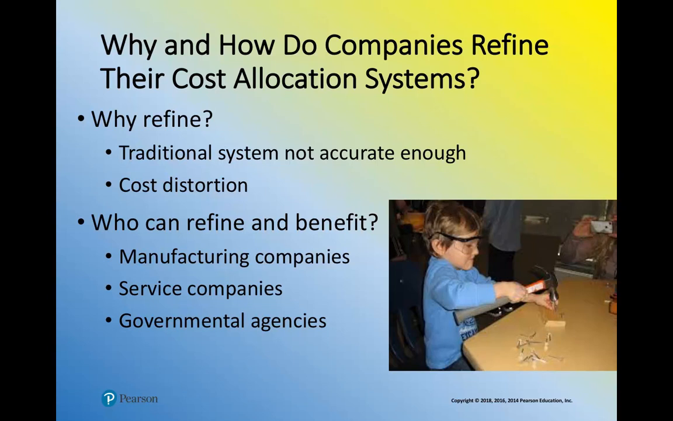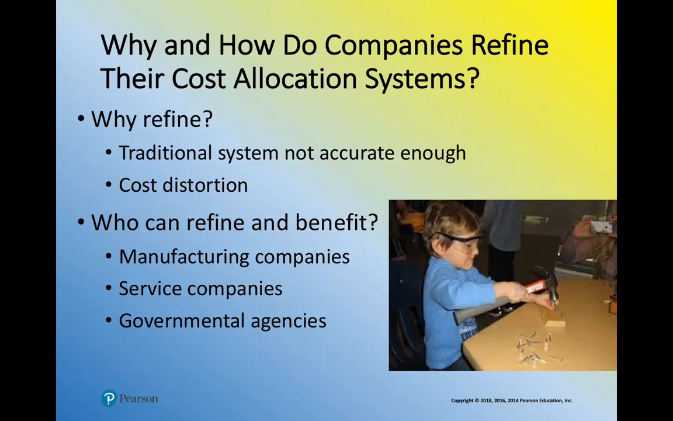Who can refine and benefit from refining? Manufacturing companies, service companies, as well as government agencies. Really any business that has a significant overhead that they have to allocate to their jobs or to their customers can benefit by accurately refining and understanding their cost allocation systems. Because remember, for the most part, how much we charge for our product or to our customers is based off of how much it costs us to provide the product or the service. So the more accurately we understand and cost, the more accurately we can bill, and the more accurate our revenue will be.